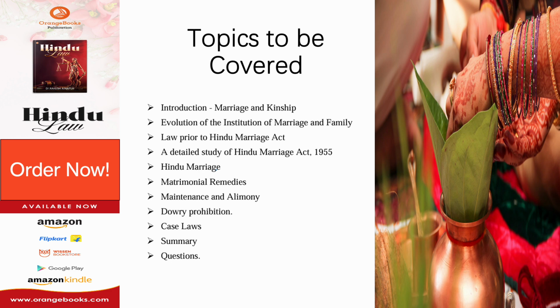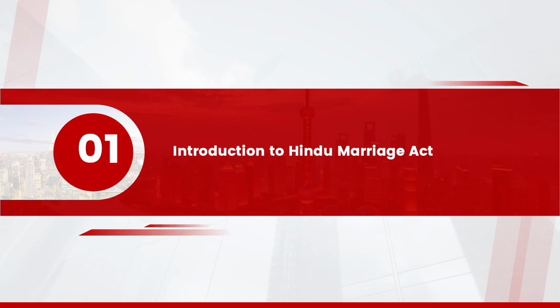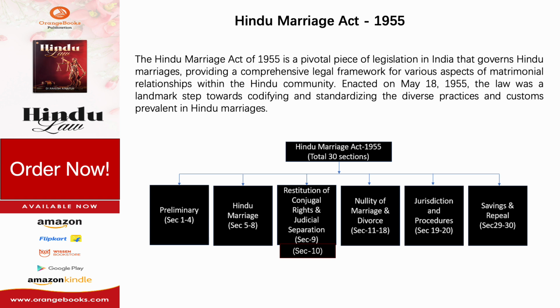From the last video onwards we started discussing matrimonial remedies and we covered conjugal rights there, and in this video we will talk about judicial separation. The key sections in the Hindu Marriage Act are Section 5 and Section 7, on valid conditions for Hindu marriages, and Section 8, which deals with registration of Hindu marriages, which we already discussed. In the previous video we discussed restitution of conjugal rights, and in this video our focus is on judicial separation.